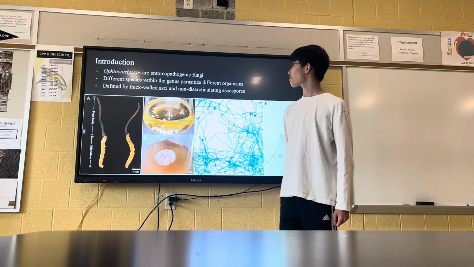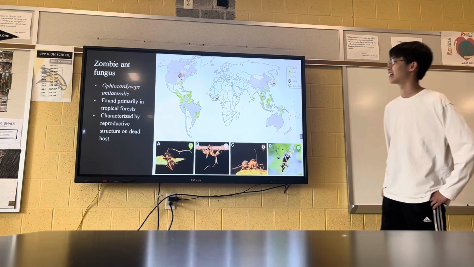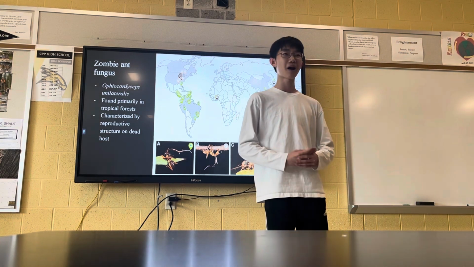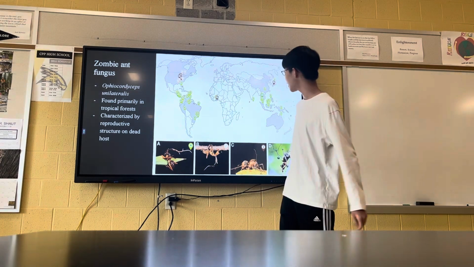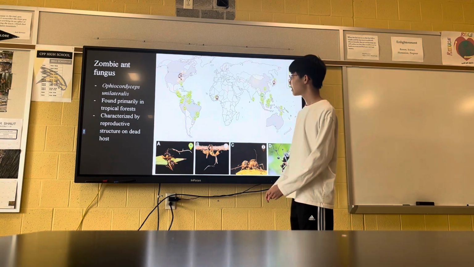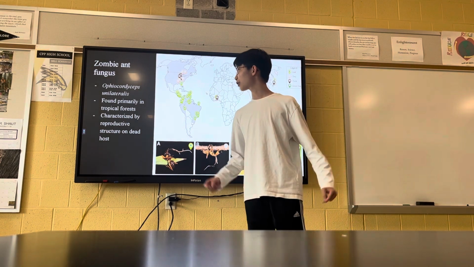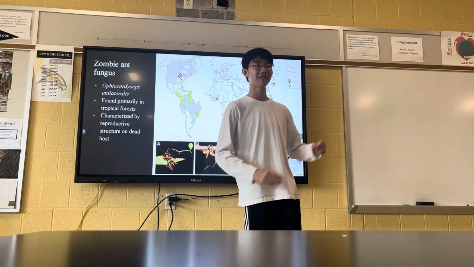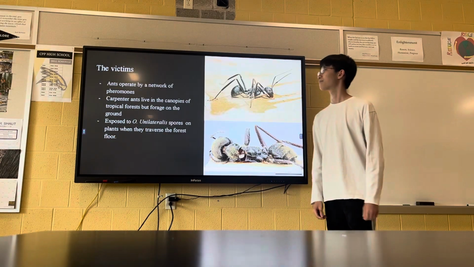All right, so the first one up is the zombie ant fungus, aka Ophiocordyceps unilateralis. These are primarily found in tropical forests around the world. You can see over here, they're mainly native to South America, Southeast Asia, and there are some variants in North America as well, and Japan. They are characterized by the reproductive structure on their dead host because they have a long extension that we'll get into later.